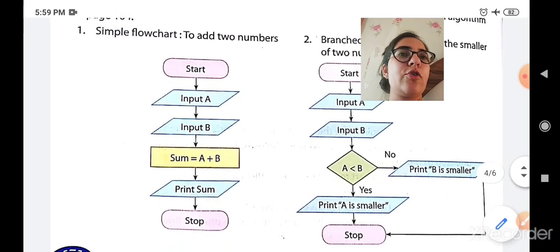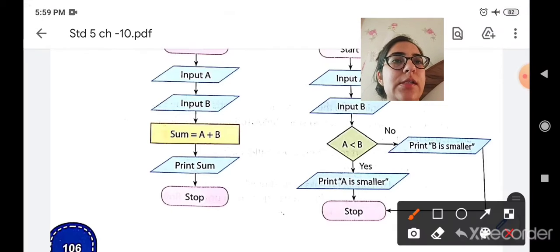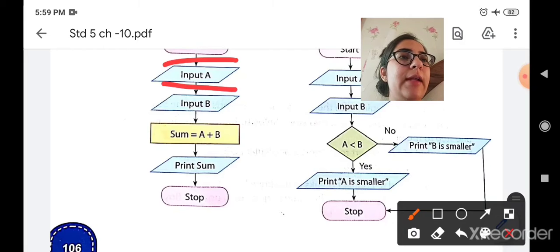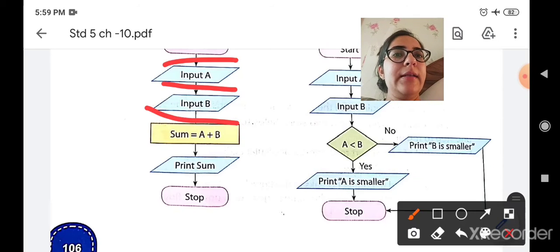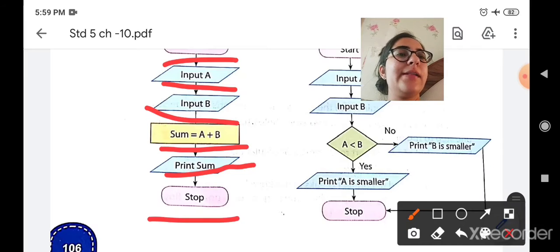Let us see the flowchart of how an addition of two numbers will be performed. First is start. Then input A, it means the user will enter a first number. Input B, the user will enter a second number. And then sum is equal to A plus B. And finally, print sum and stop.